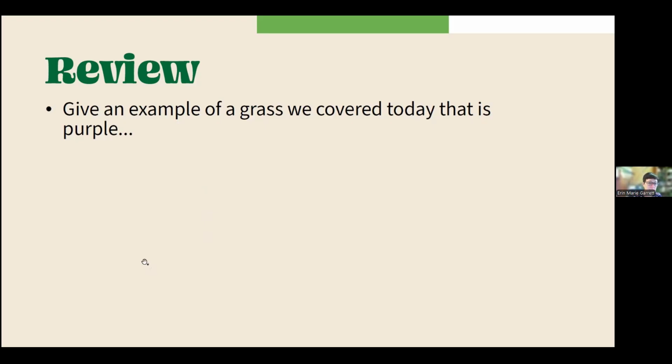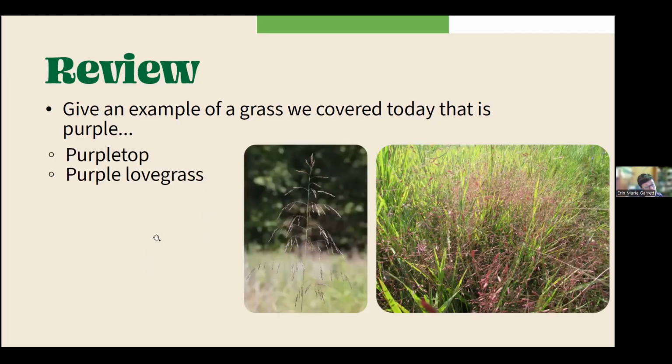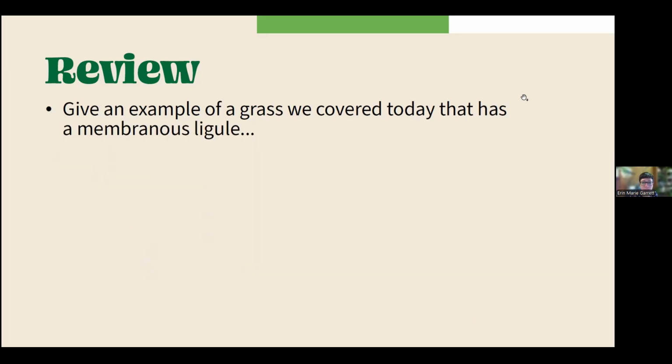All right, excellent. So I'm seeing a lot of purpletop, purple lovegrass. I was waiting for someone to put in there the tips of big bluestem leaves could perhaps be purple or blue. So that is a possibility. But yeah, we'll keep it simple. Purpletop and purple lovegrass are our purple grasses.